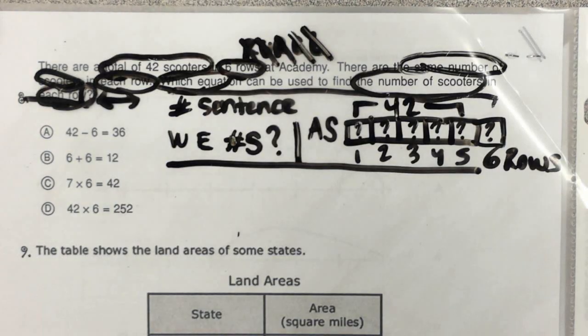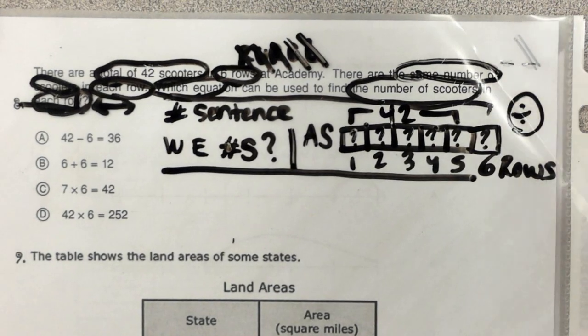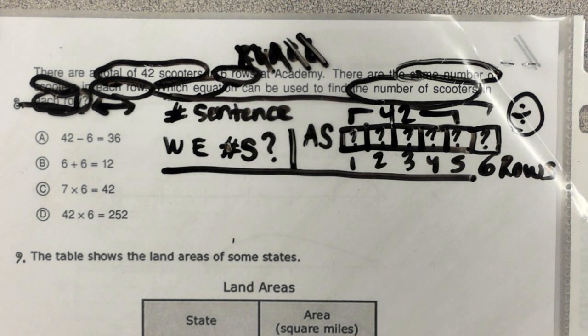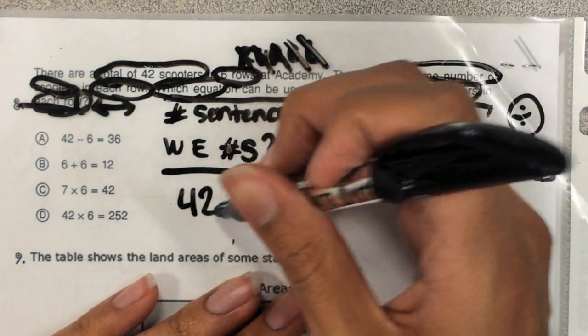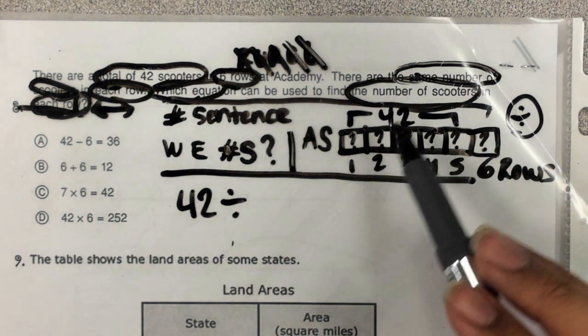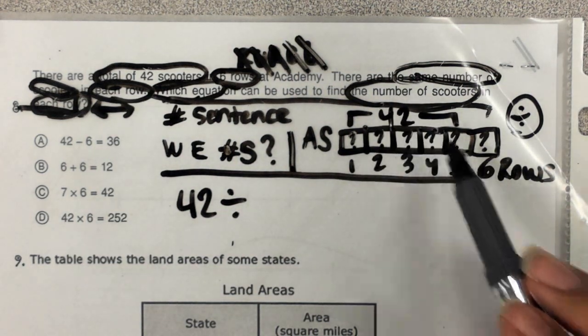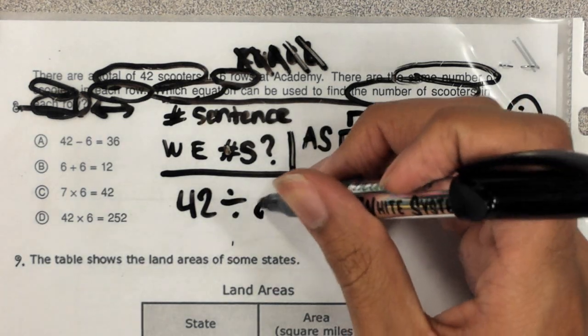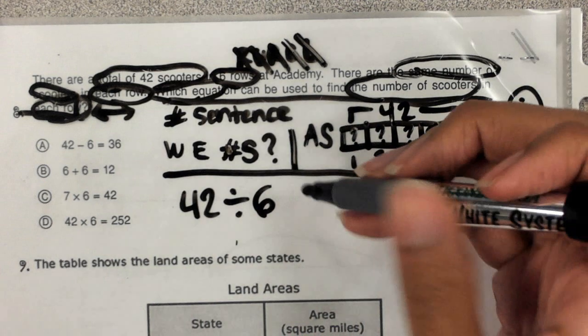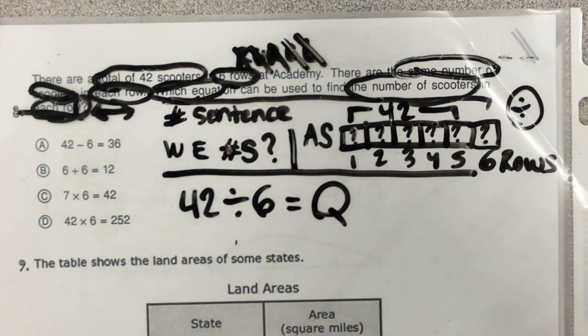So I'm going to write my division sign off to the side to help remind me that I need to divide. Now that I know what I need to do, let's write our division number sentence. We're sharing from 42, so I need to start from our total of 42. We have a total of 42, and we're sharing that equally into how many groups? 1, 2, 3, 4, 5, 6 groups. A total of 42 scooters shared equally into 6 groups is going to equal our quotient.